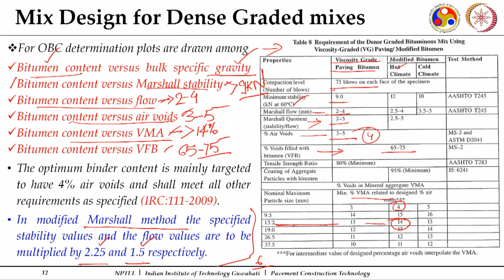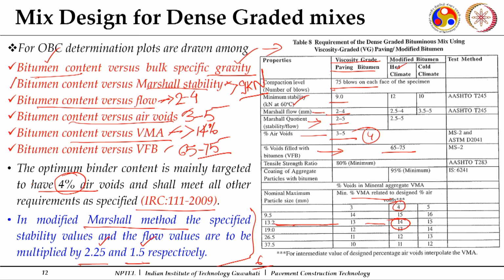Now, in most cases we prefer, and IRC 111 also says, that air void content is a very important factor to control the performance of bituminous mixes. So, always target achieving 4% air void content, and then see at that trial binder content whether you are able to achieve the remaining parameters. If you are able to achieve the other parameters at that binder content which gives 4% air voids, then that can be taken as your optimum binder content.